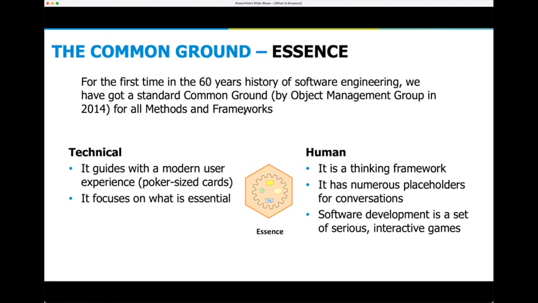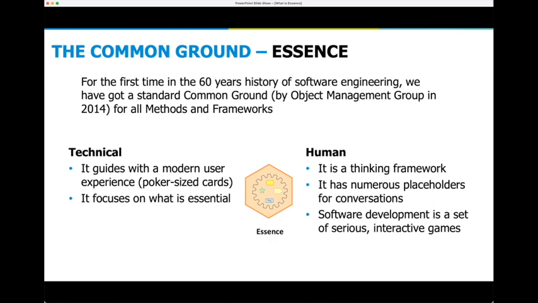And what Essence essentially is, it tries to be a common ground between the methods. And it's the first time that we've had a common ground between methods in the 60 years of software engineering. It is also a standard by the OMG group. I love that name, by the way, Object Management Group. So it's an officially recognized global standard as well. And you can think of Essence as being in two parts, technical and human.